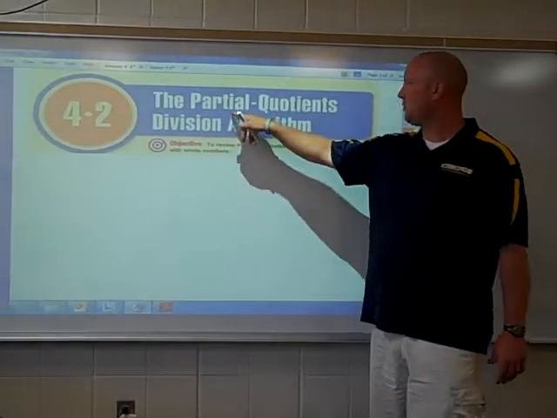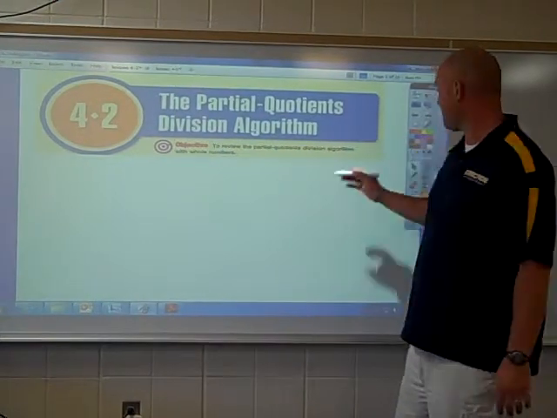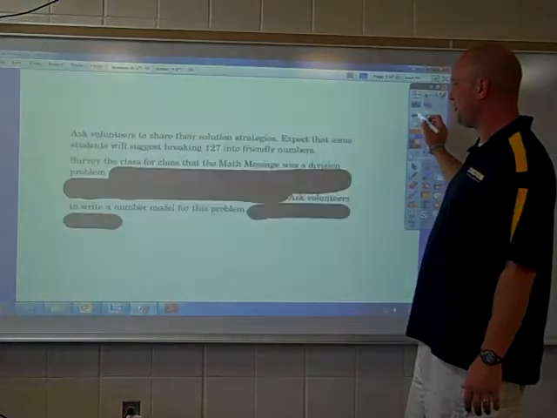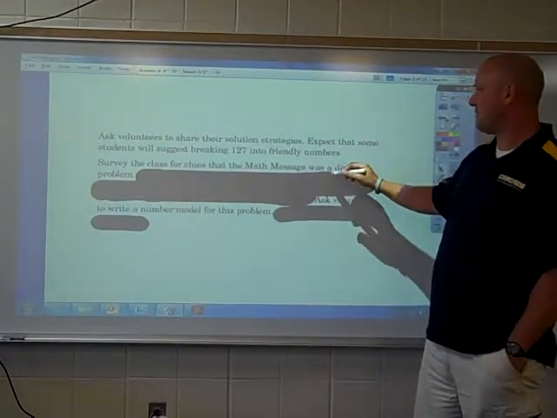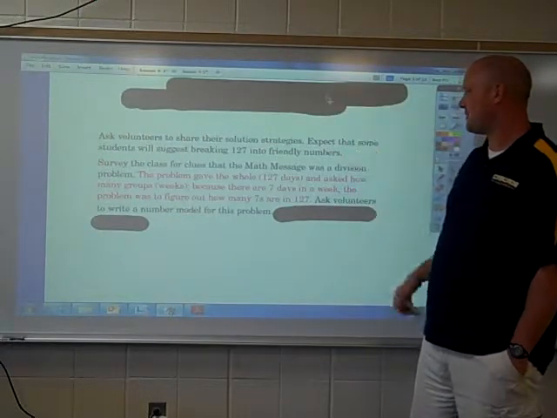In lesson 4.2, we'll look at the partial quotient division algorithm. It's a different way to solve a division problem, something that can be confusing and make it a little bit difficult. So when you look at a number like 127, for instance, one of the things that you'll do is break it down into some friendly numbers.